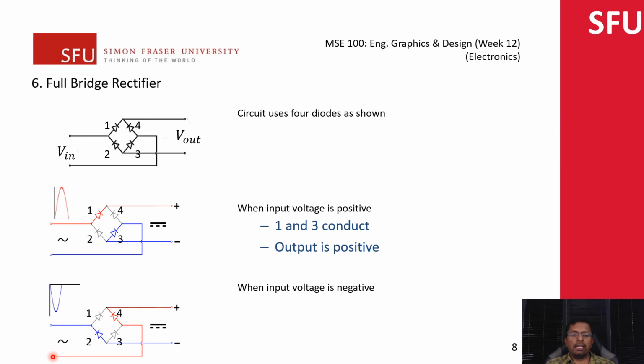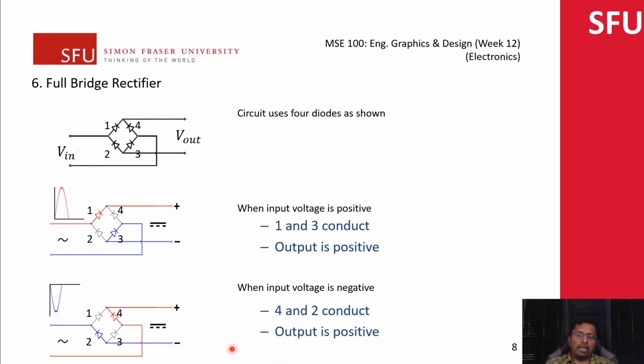In this case, the current can flow this way, go to 4, then go back to the plus, and then go down here and come back in this direction. Notice that my laser pointer is moving in the direction of the diode arrows. That means they are conducting in that direction. So when the voltage is negative, diodes 4 and 2 are going to conduct, and the output nonetheless is going to produce a positive at this pole and a negative at the other pole.